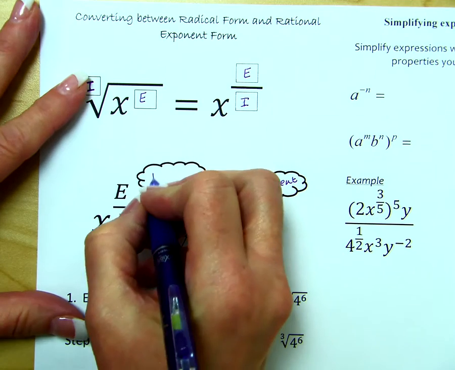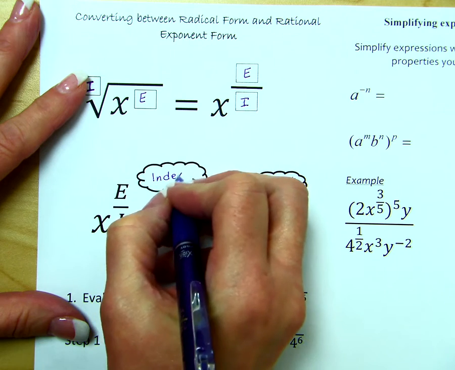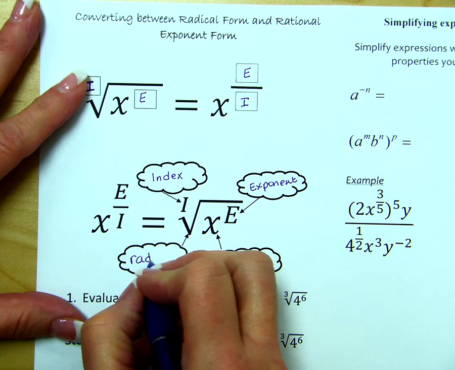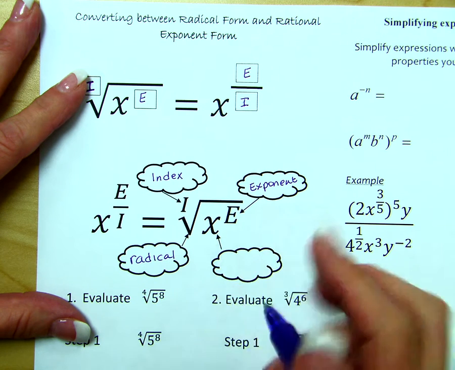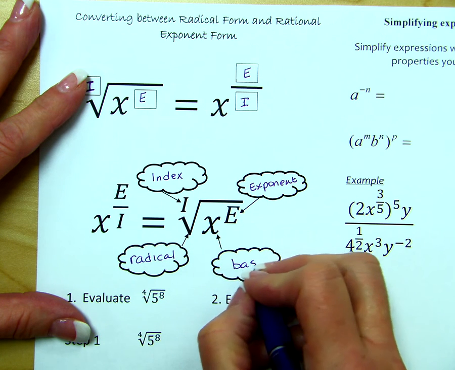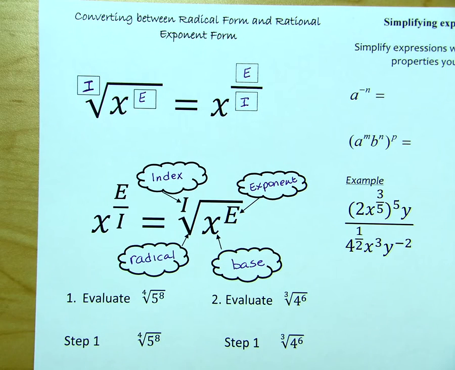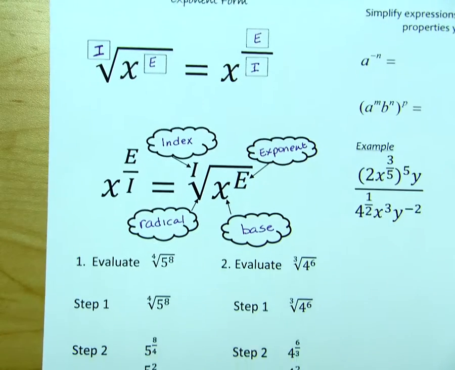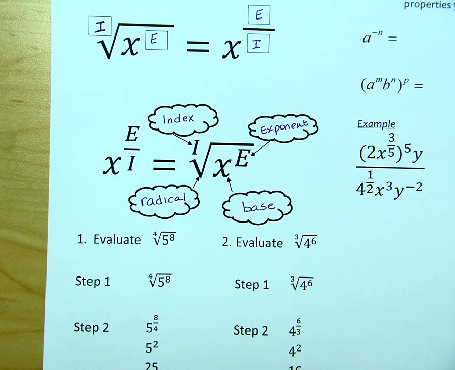So this e stands for exponent. The I is our index. This little symbol here, that's our radical. And the x itself is simply our base. So we have two quick examples at the bottom of this little section here that show us how to take radical form and simplify it.